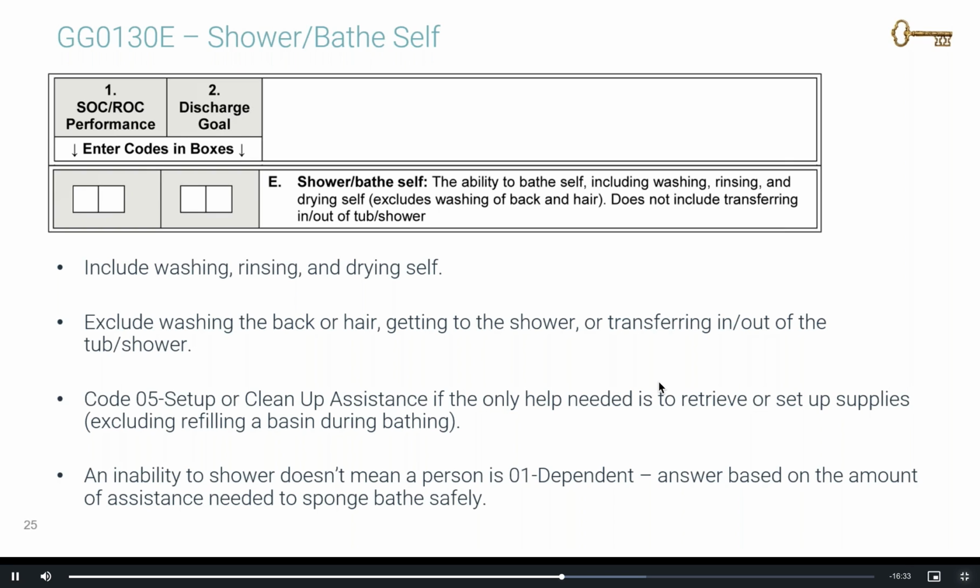Instead, we'd have to say, well, how much help did I have to provide that patient? Did they still do more than half of it? If so, then I'm going to mark response 3 for that. Otherwise, I would mark response 2 because I had to do something to help them. Now, an inability to shower, remember, don't mark O1 dependent here because we're still just looking at how much help do they need to sponge bathe safely. Don't think about that whole shower thing.